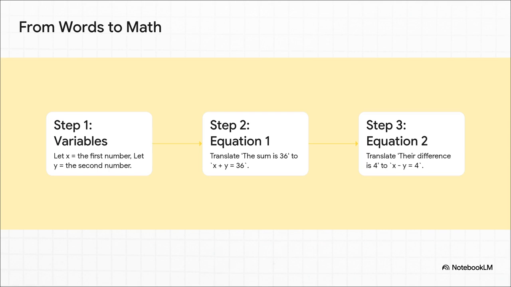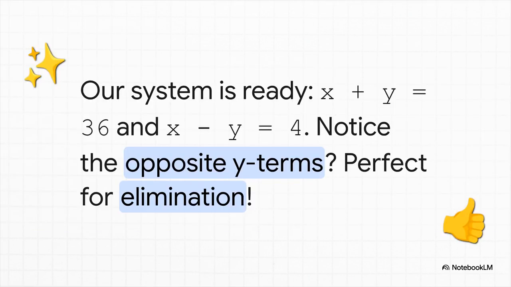The very first, and maybe the most important step here, is to translate this from English into math. So let's call our two mystery numbers x and y. The first clue, their sum is 36, well that just becomes x plus y equals 36. And the second clue, their difference is 4, becomes x minus y equals 4. And look at that, we have a perfect system of equations ready to go.